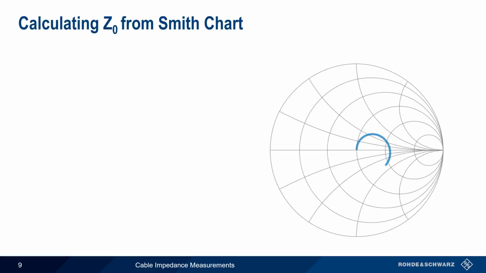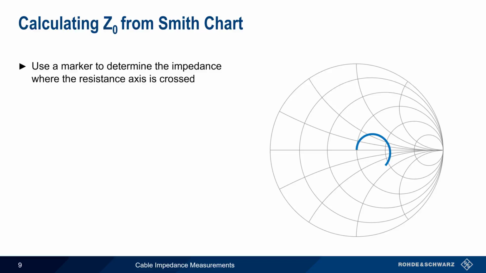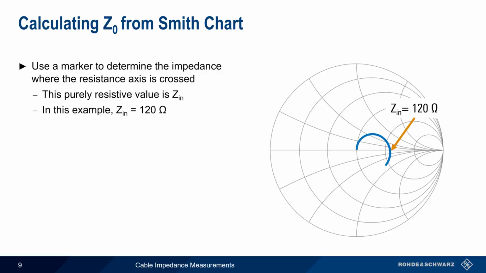Once we have an ideal trace on the Smith chart, the next step is to use a marker to determine where the resistive axis was crossed. This purely resistive value will be used for Z sub in, and is 120 ohms in this example. Note that in many cases there may not be a trace point that falls precisely on the resistive axis, but using the next closest point will still yield acceptable results.